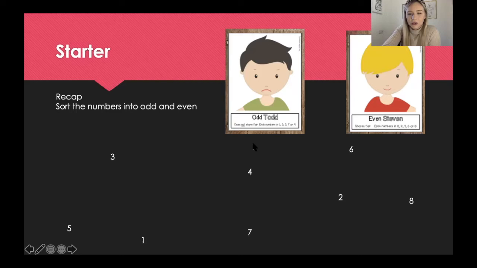We've got Odd Todd, who doesn't share fair, and his numbers end in 1, 3, 5, 7 or 9. And then we've got Even Stephen, who does share fairly, and his numbers end in 0, 2, 4, 6 or 8. So it's up to you how you lay this out. You could draw 2 columns, odd and even, and then have a go at sorting these numbers into odd and even groups. So pause the video to have a go at that now.